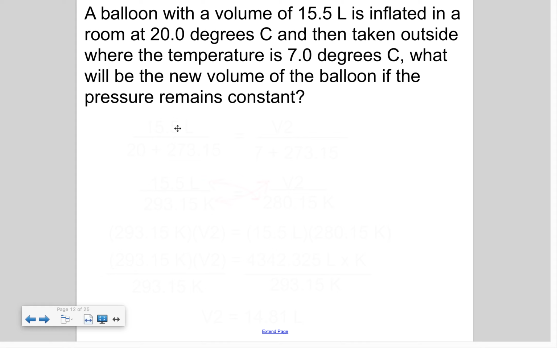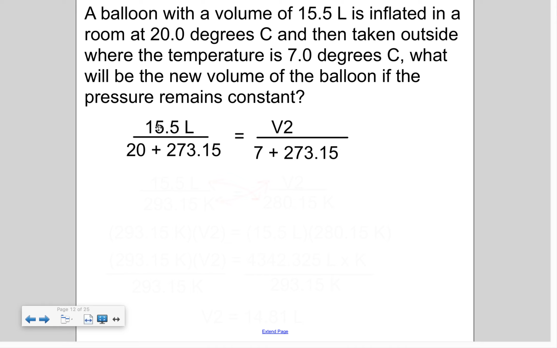So I'm going to set it up using the equation. Here's my V1, here's my T1, 20 degrees Celsius plus 273.15 to get to Kelvin. I'm trying to find my new volume. Here's my temperature, 7 degrees Celsius plus 273.15. So, figure this out. This is what my new temperature is like in Kelvin.